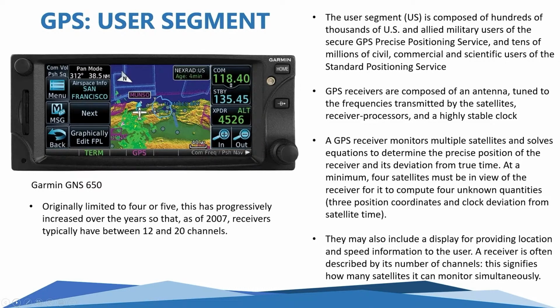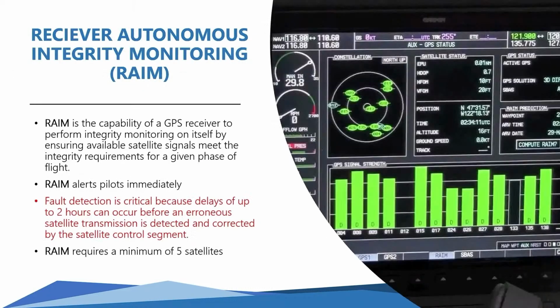It's usually going to be 10 or 12 satellites in view at any given time if you're anywhere within the United States. All right, so let's go on to this RAIM, which is that 5 satellite minimum, and we'll talk about why it's important here.